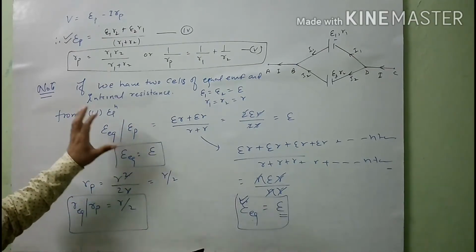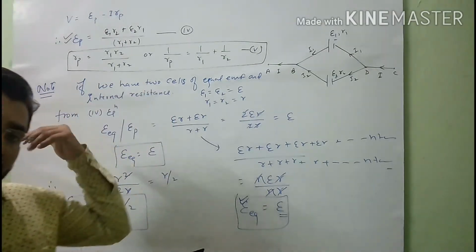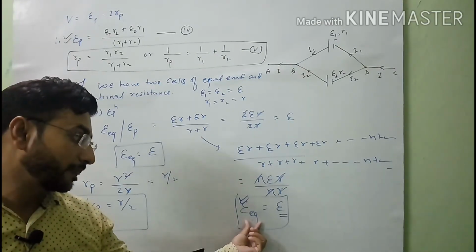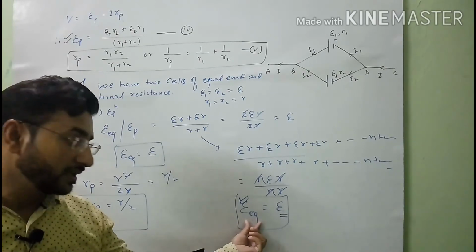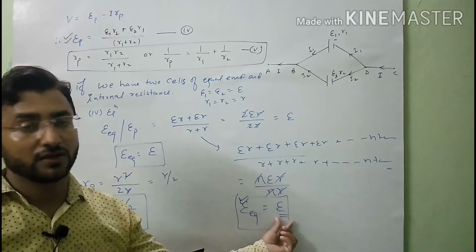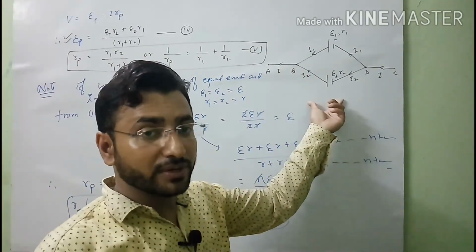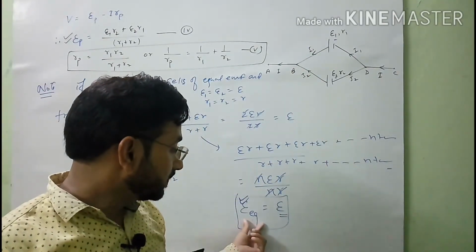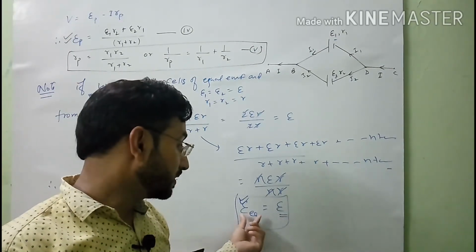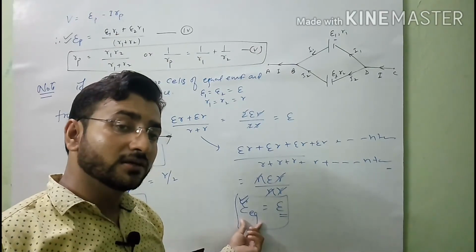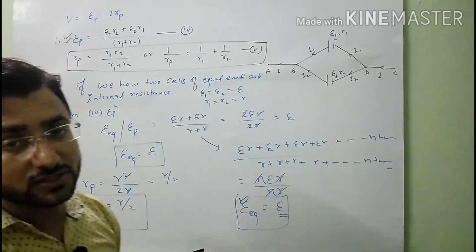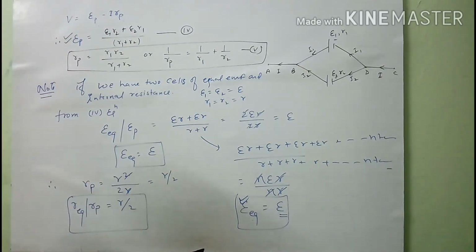So from this discussion, what we will get? In parallel combination, the equivalent EMF of cell is equal to the EMF of a single cell. If you connect n cells in parallel combination, then you will get equivalent EMF of cell which is equal to the EMF of single cell. Point is clear, student? So for that, pause the video and note down.